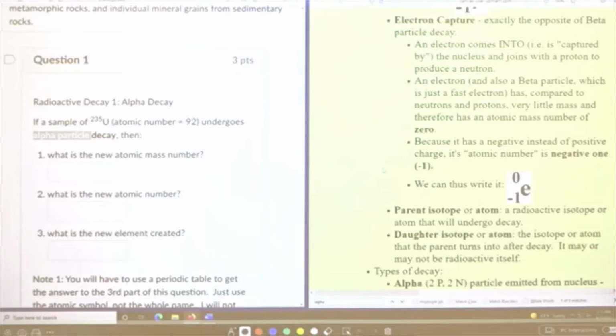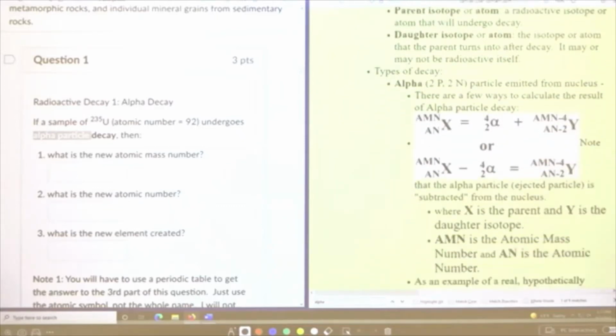So in the case of electron capture, the number of protons drops by 1 because a proton turns into a neutron, and of course the number of neutrons increases by 1. So again, the atomic mass number is going to stay the same, but the atomic number, which remember is the number of protons in the nucleus, is going to drop by 1. Okay? So how do we figure this out?